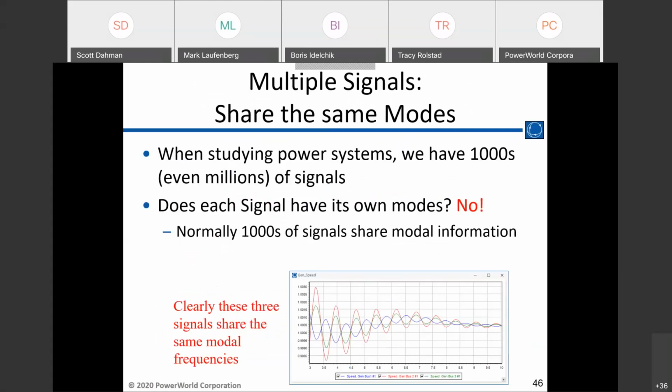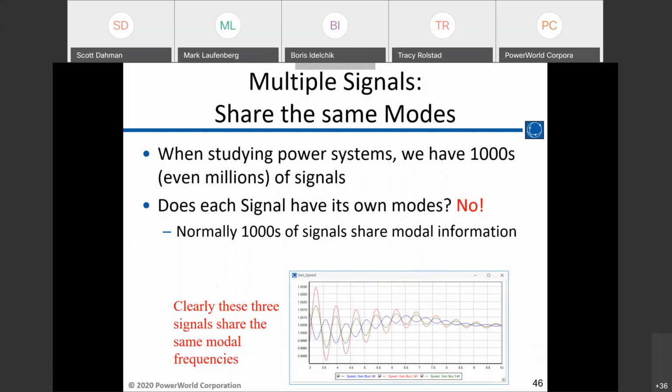All right, the next step. So we've talked about one signal and defining the shape of that signal with a bunch of modes. The next question is, what if I have a whole bunch of signals? In the example I'll do on a WEC case shortly, I'm going to have 1,000 bus frequencies. So does that mean I'm going to have thousands of different mode calculations? And the answer is no. The modal characteristics of your signals are all tied together by the network of the power system.